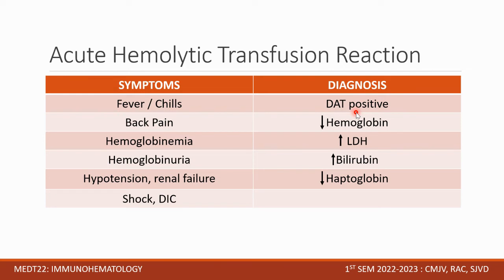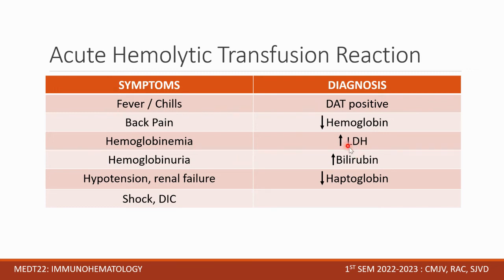And the patient's hemoglobin is decreased, LDH is increased, bilirubin is also increased, and haptoglobin is decreased. So the hemoglobin decreases in testing. Why? Because there is hemolysis. The RBCs burst, so the patient loses hemoglobin, or the hemoglobin saturation decreases, because the hemoglobin is now in the plasma. That's why you have hemoglobinemia. Excess hemoglobin is excreted in the urine, that's why you have hemoglobinuria.